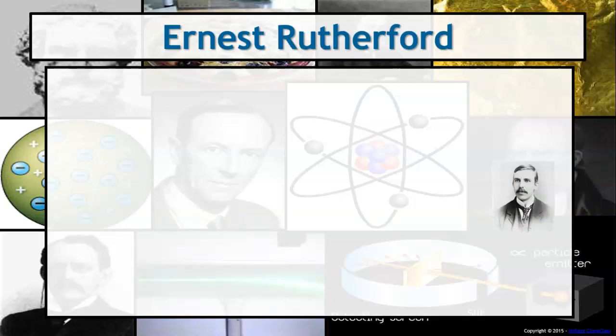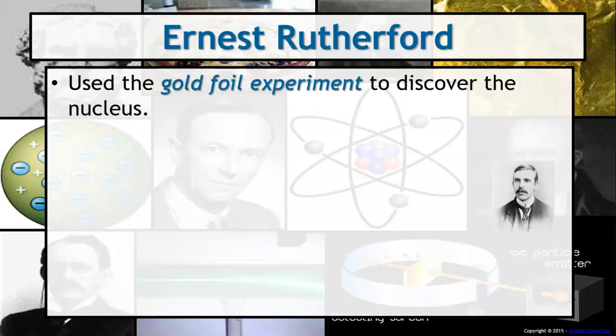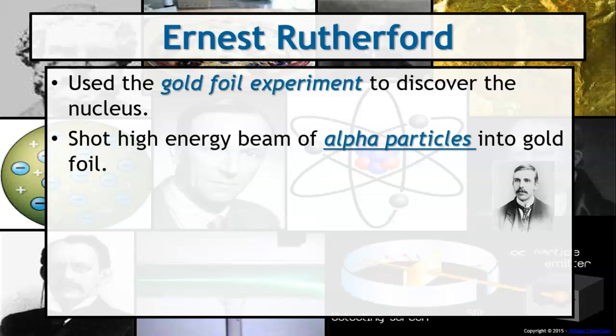One of J.J. Thomson's co-workers, Thomson was kind of like Ernest Rutherford's boss, so to speak, was Ernest Rutherford. Rutherford learned a lot from J.J. Thomson, and he conducted some of his own experiments, and the most famous one, which is one of the most critical experiments that's been conducted regarding figuring out how atoms work, is the gold foil experiment. And this experiment helped Rutherford to discover what we now know as the nucleus.